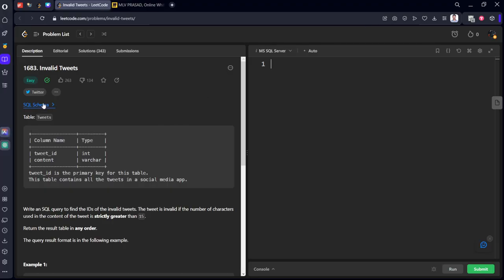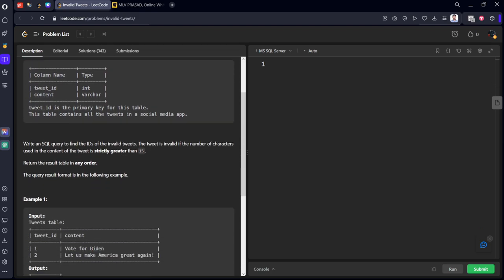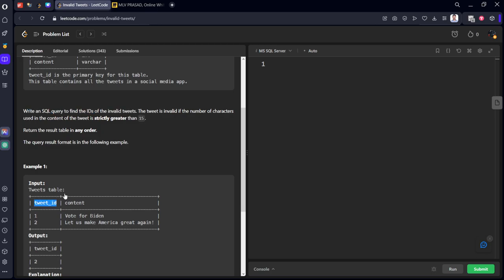Invalid Tweets. Okay, it was already asked at Twitter for a fresher role. It consists of a tweet ID and content. They are asking us to find the IDs of invalid tweets, such that if the number of characters in the content of a row is greater than 15, then it is invalid. If it is not, then it is not invalid. We need to return the ID of that one.